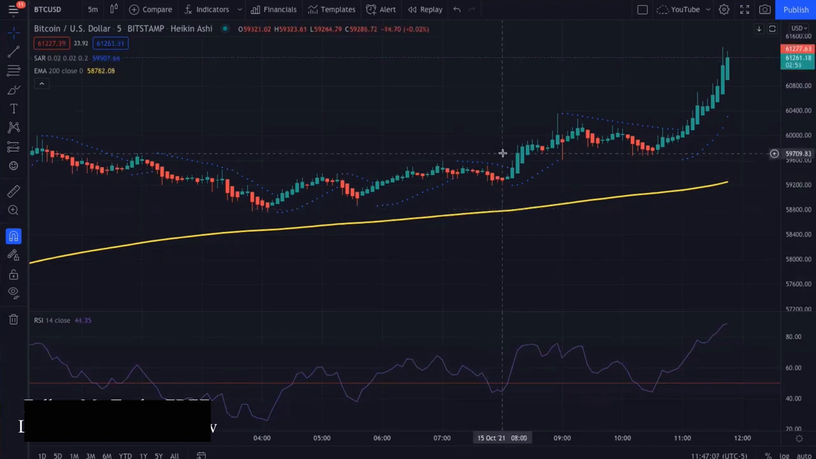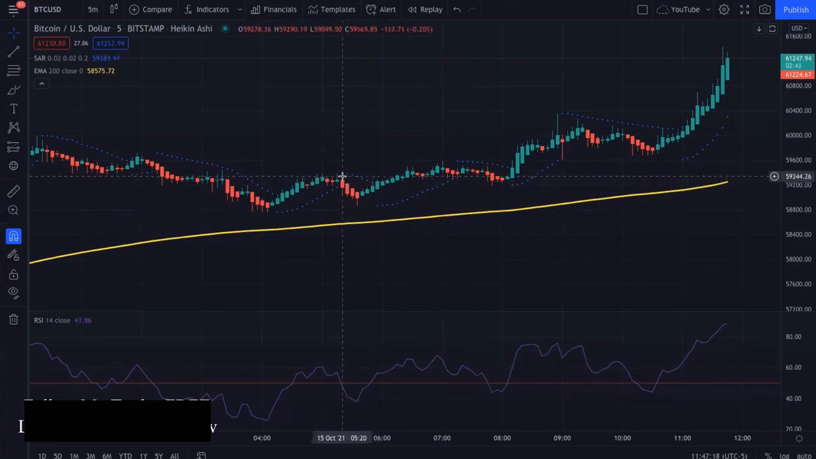So you're going long above, short below the 200 EMA. Second thing is the parabolic SAR. When the parabolic SAR dots are above the price action, you're selling. When it's below the price action, you're buying. All right. But that's not it. There's two other rules you need to follow along with this as well.